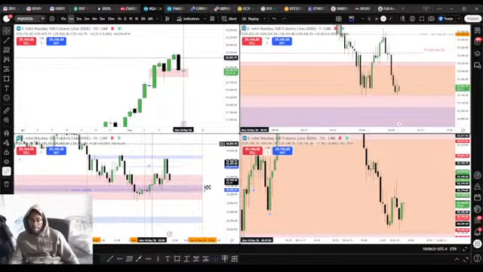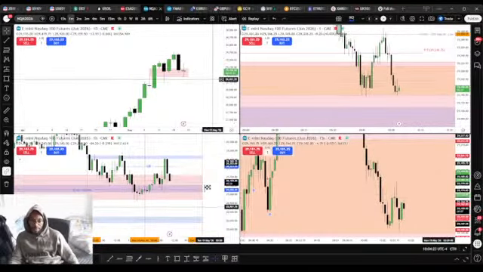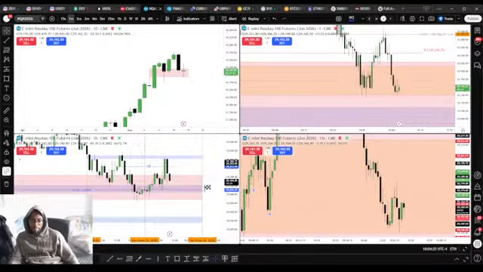Nah, no entry. Looking to go short there, but by the looks of it, Phil stepped in. He's looking to push price higher. And I can't go any direction. I can't.